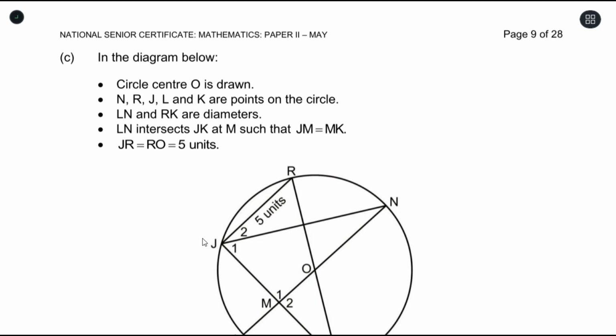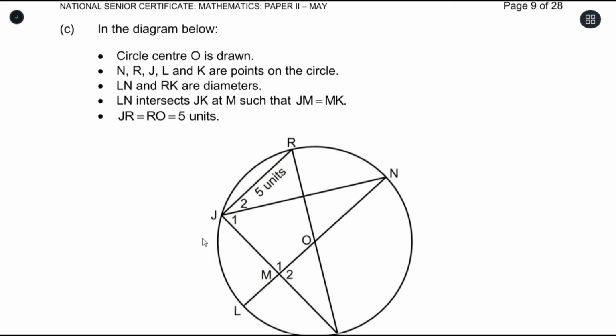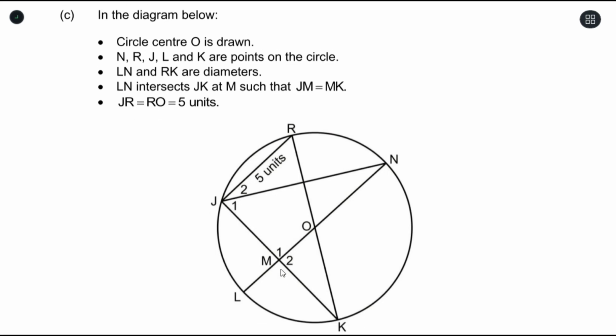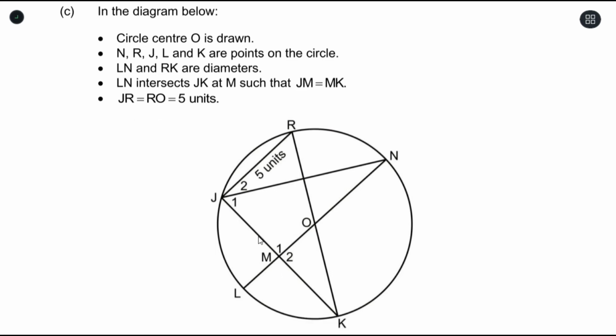C says in the diagram below, the circle center O is drawn. N, R, J, L, K are points on the circle. You are told that LN and RK are diameters, right? So this line and that line. We're also told that LN intersects JK at M such that JM is equals to MK. So that would actually mean that M is a midpoint, okay? If JM is equals to MK, M is a midpoint.